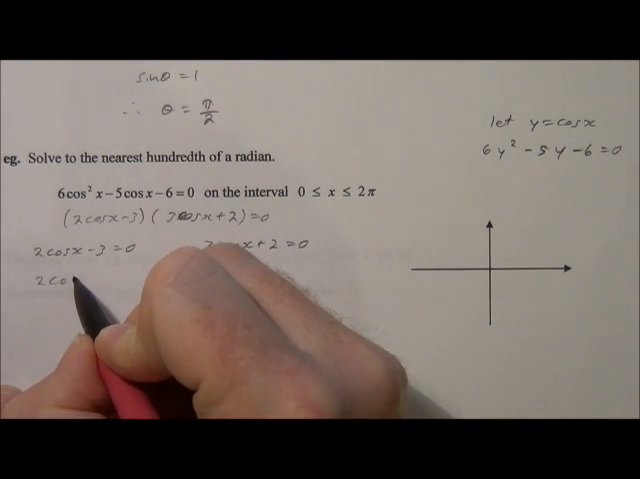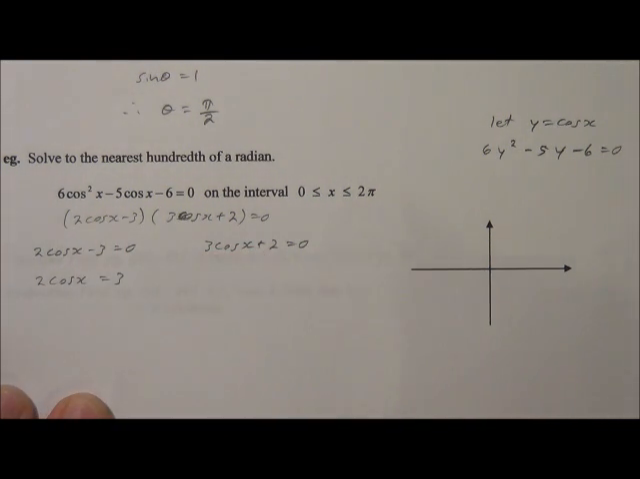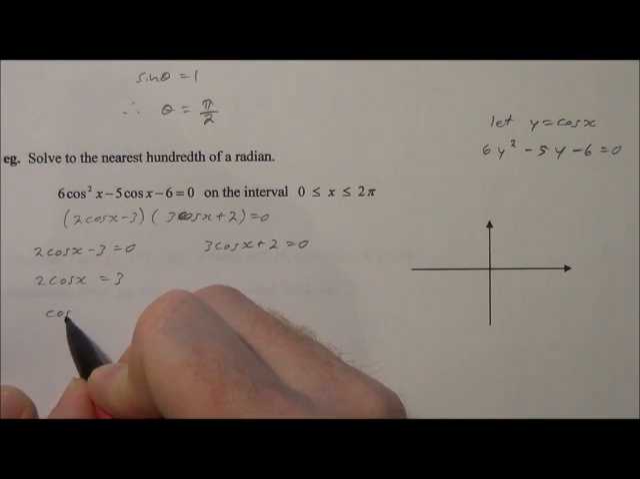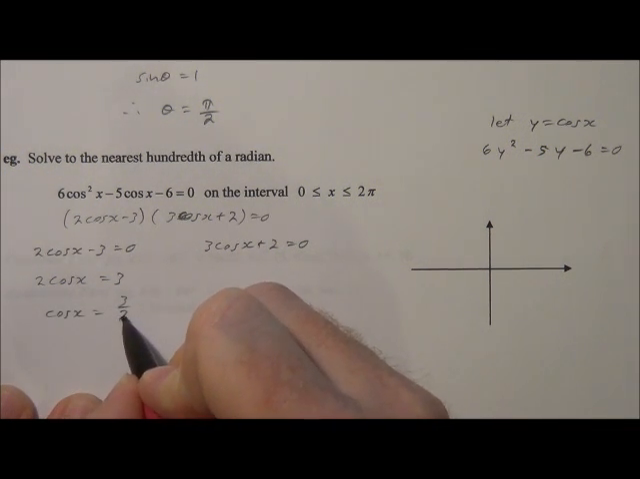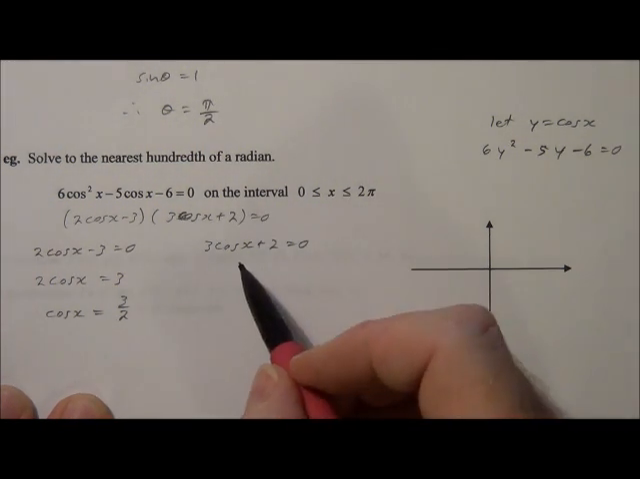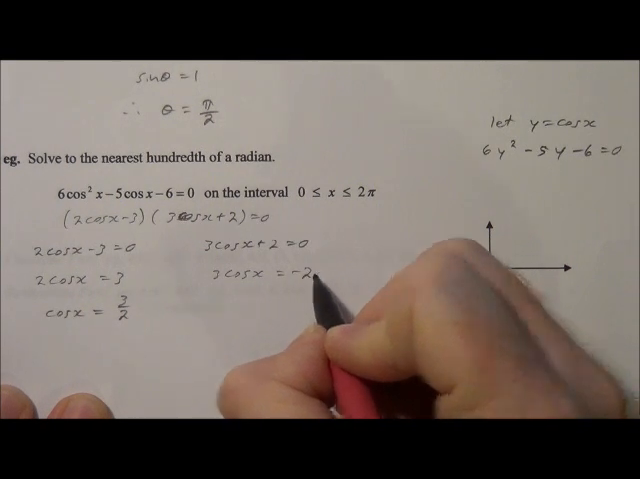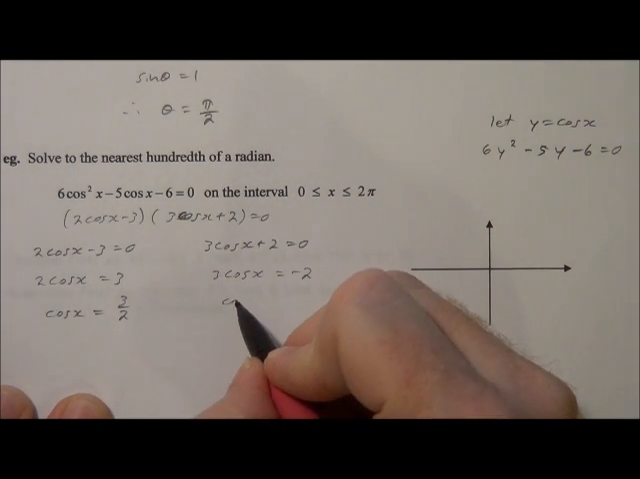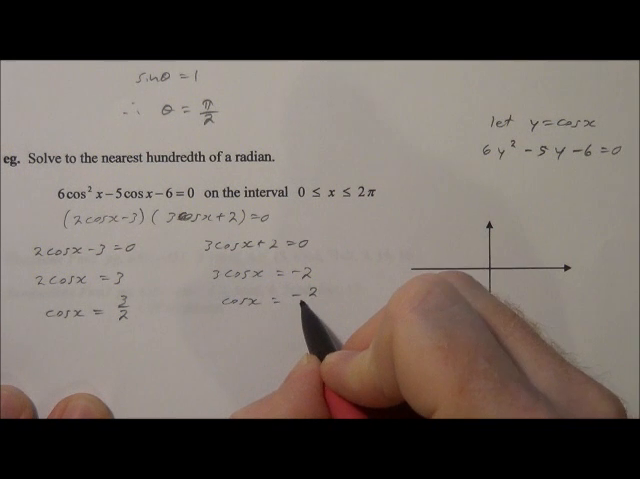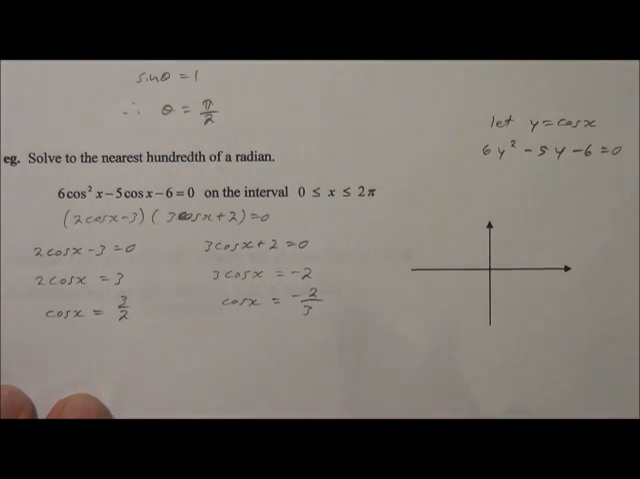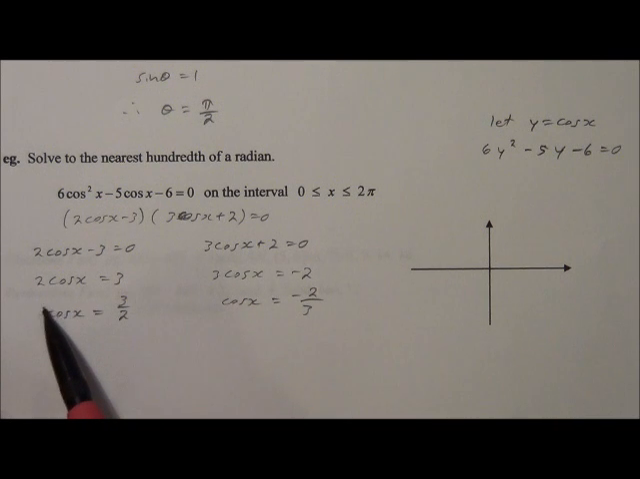So we've got 2 cosine x equals 3. Divide both sides by 2, so we get cos x equals 3 over 2. And then over here, do the same thing: 3 cos x equals negative 2. Divide both sides by 3, so we get cosine x equals negative 2 over 3. Now take a look at these two results. What do you notice about this?